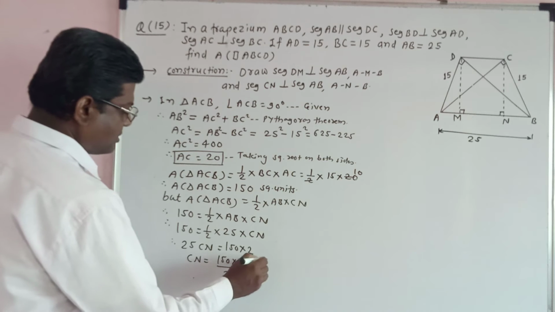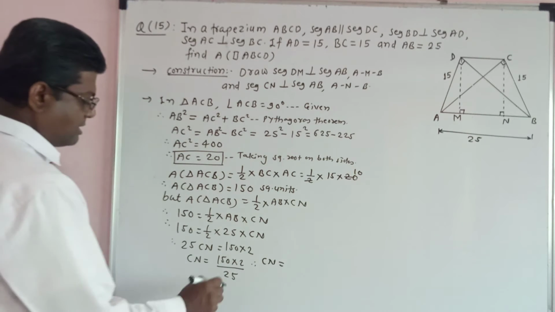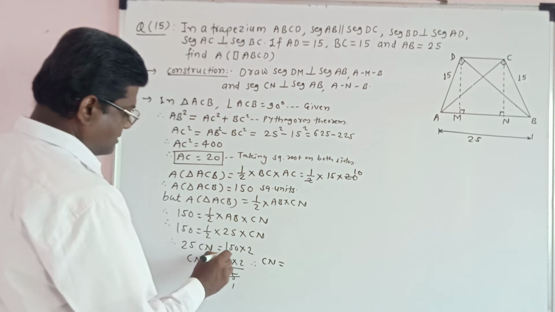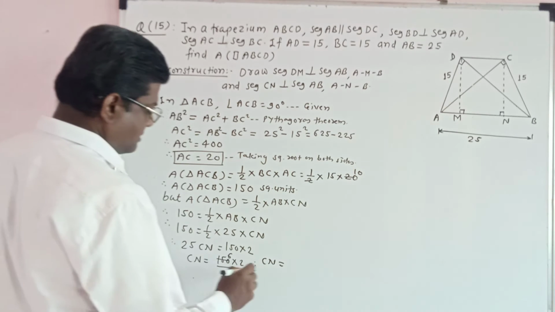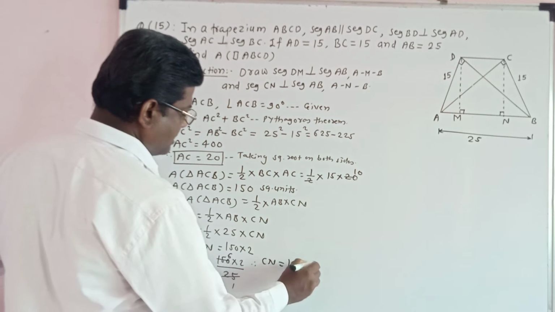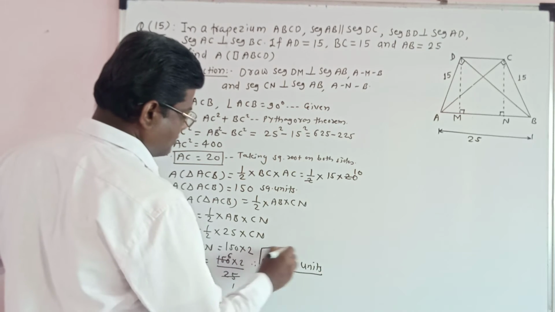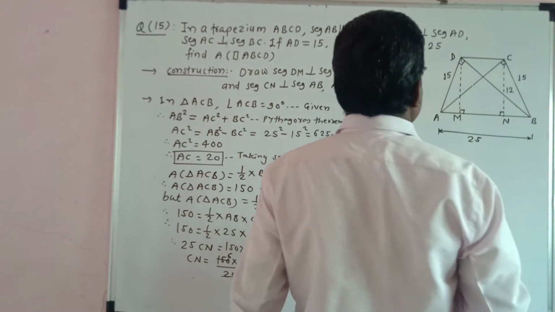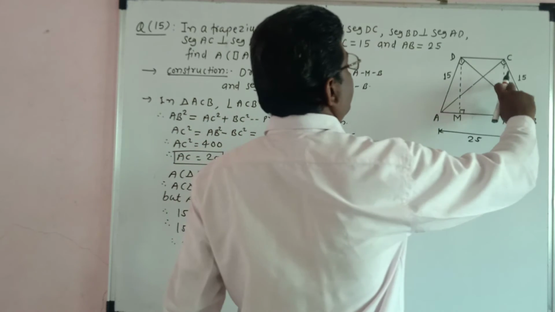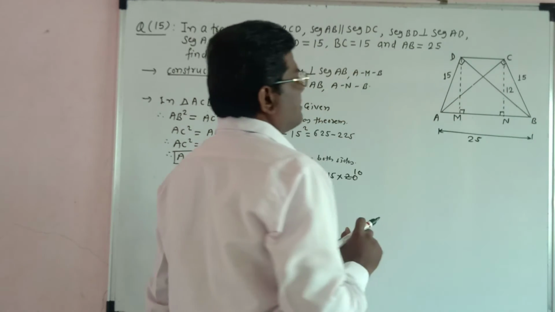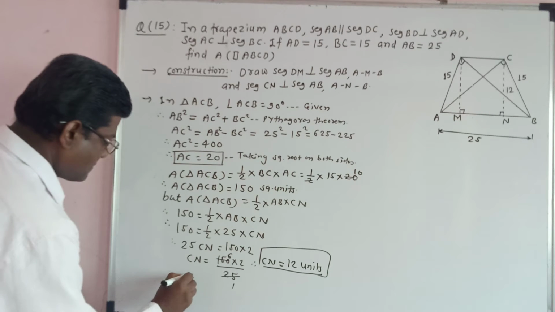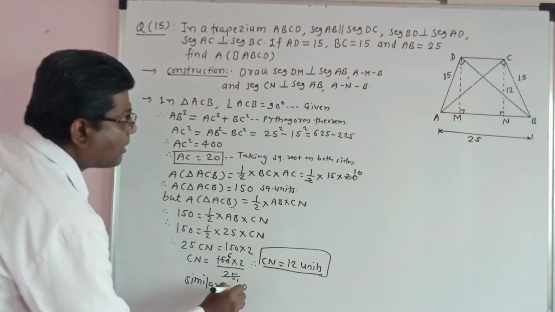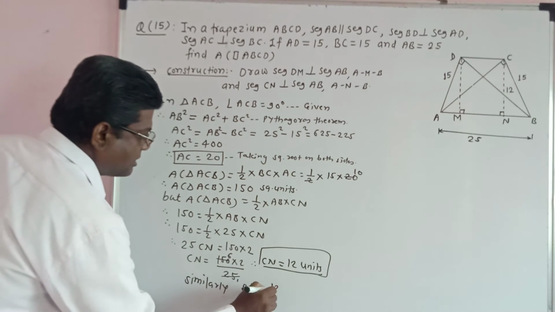Therefore, CN is equal to 6 into 2, that is 12 units. Here we get CN as 12 units. Similarly, we can find the value of DM as 12. Similarly, DM is equal to 12 units.